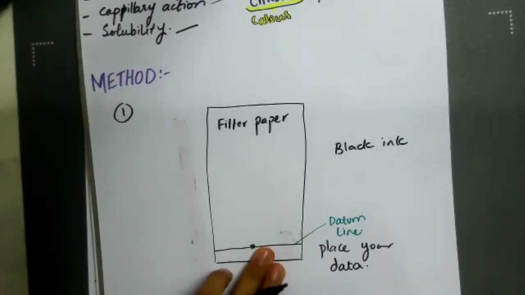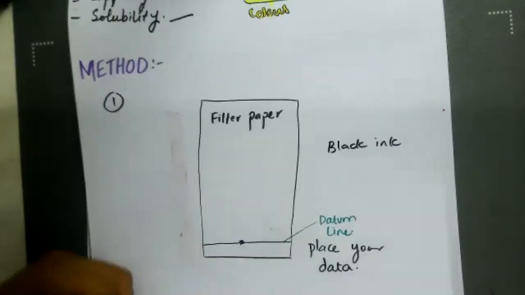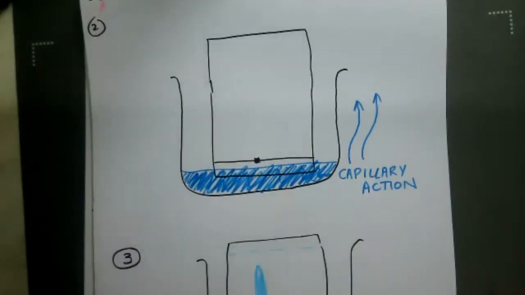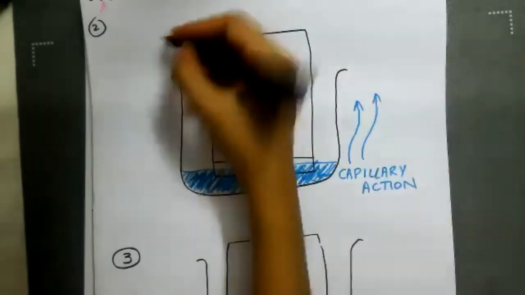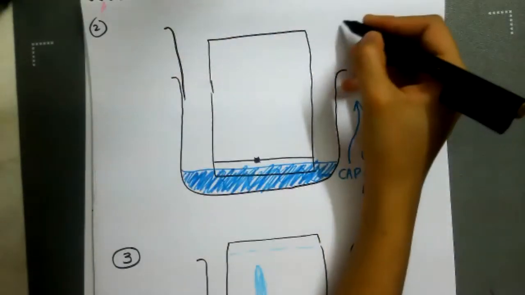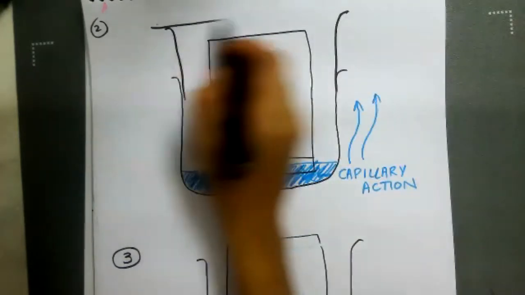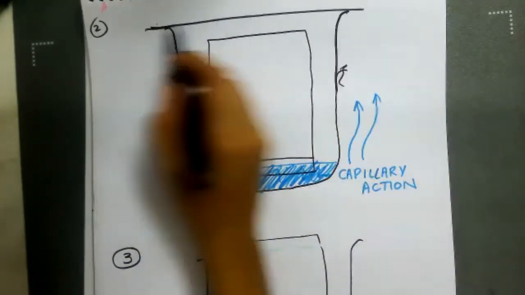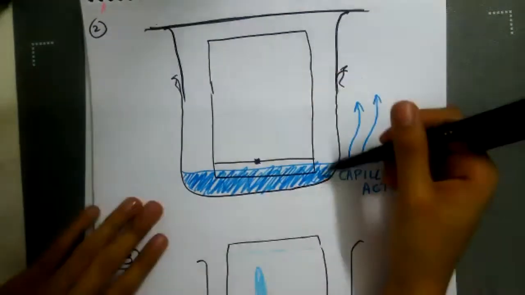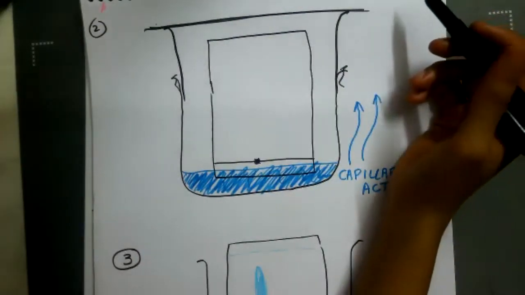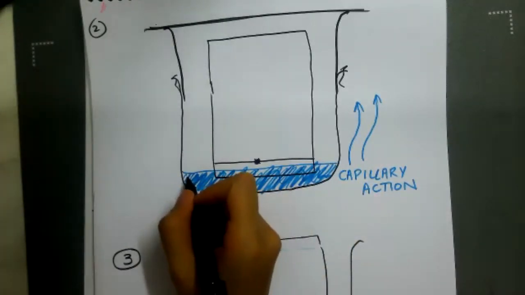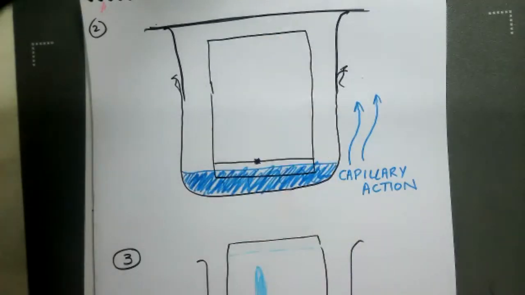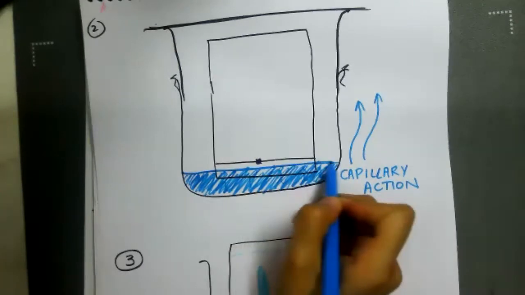Once we're done with that, we move on to the second step, which is putting it in a beaker. We're also going to cover it with a lid, which I didn't draw here, because we don't want any of our solvent to evaporate off. And I'm going to make sure that the water level is below this datum line.